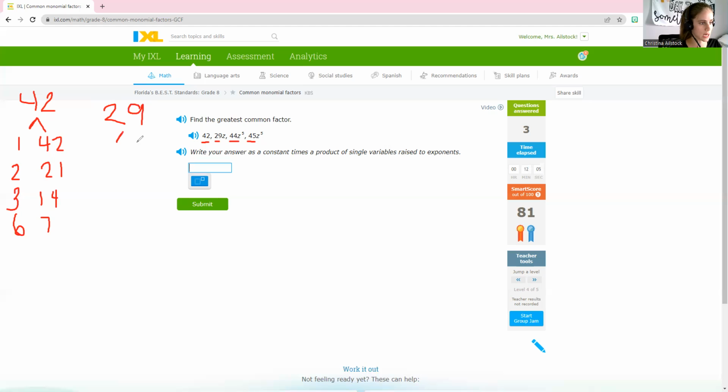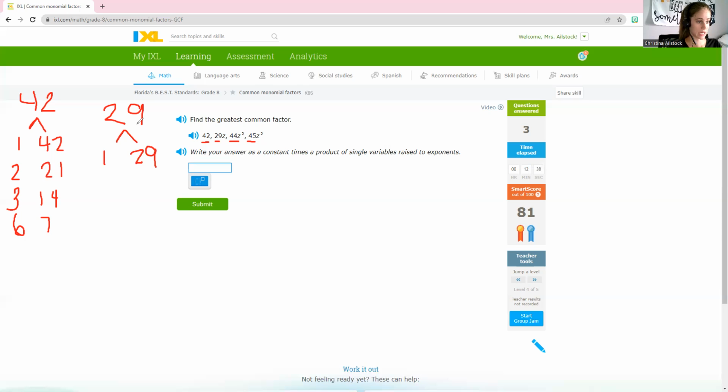So 29. We have 1 and 29. It's an odd number, so 2's not going to work. How about 3? Nope, 3 doesn't work. 4 doesn't work. 5 doesn't work because it doesn't end in a 5 or a 0. 6 doesn't work because 2 and 3 don't work. How about 7? Nope, 7 doesn't work. Neither does 8.